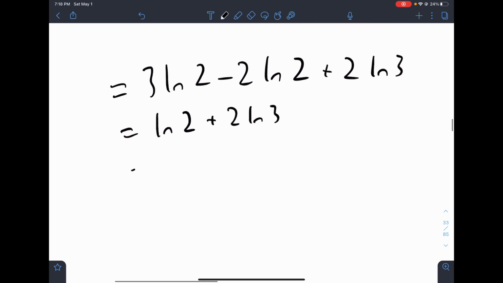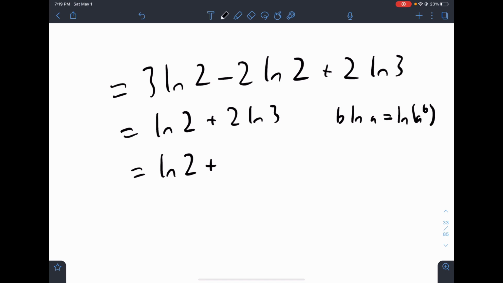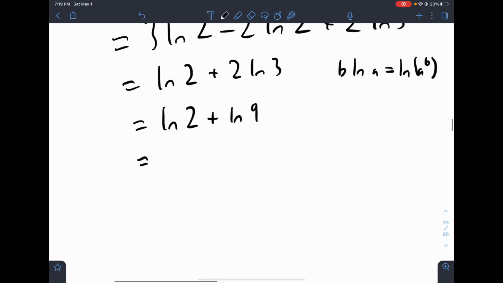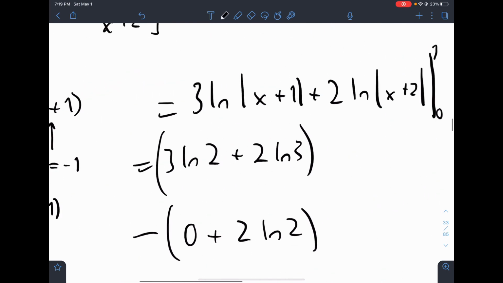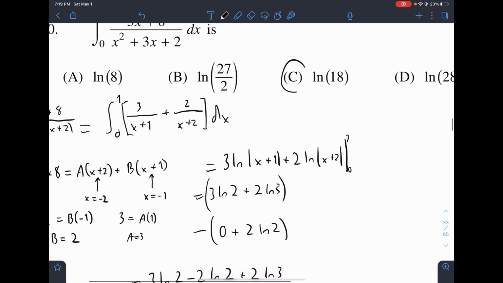So this will be equal to ln of 2 plus, and so this is a log rule, b ln of a equals ln of a to the b. We use that a lot in logarithmic differentiation, and we're going to use that here too. So this will be ln of 3 squared, which is ln of 9. And so when you have two ln's added together, it's the ln of their product, so ln of 2 times 9, which equals ln of 18. Awesome. And that should be answer C. Great.